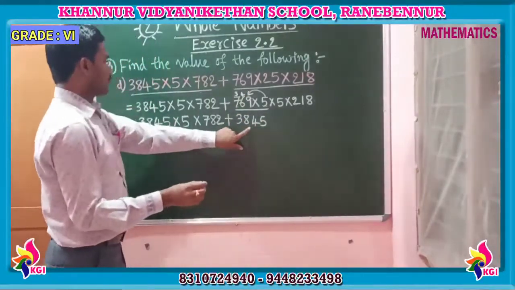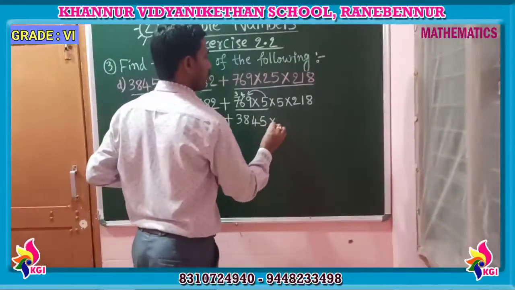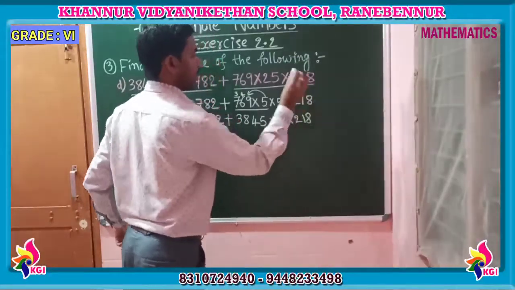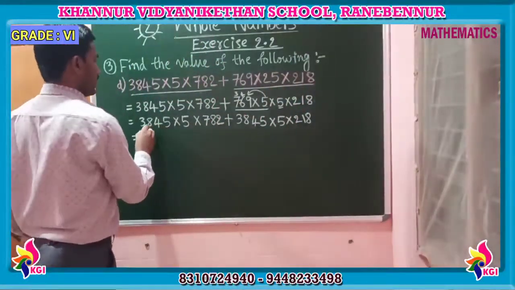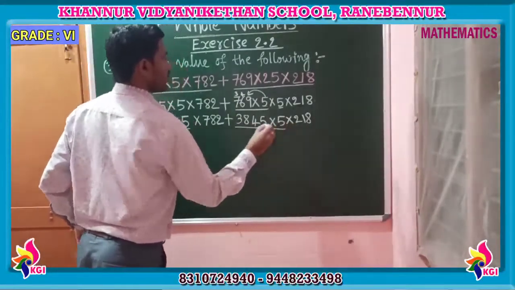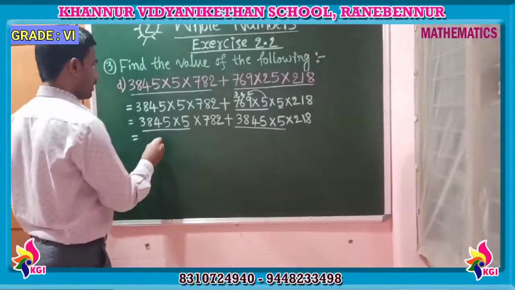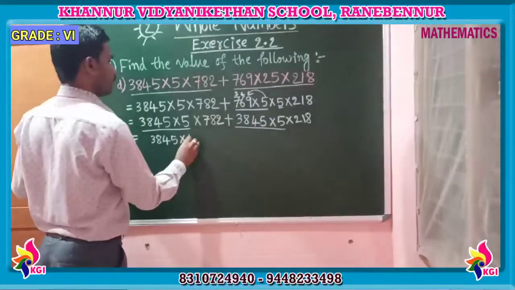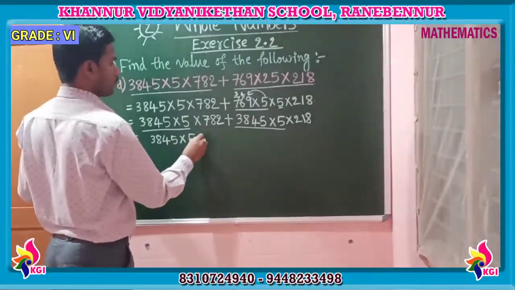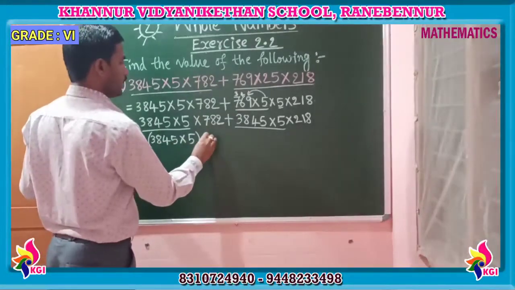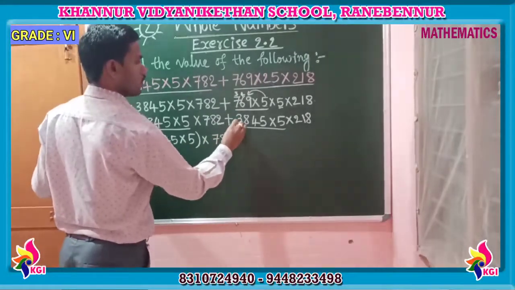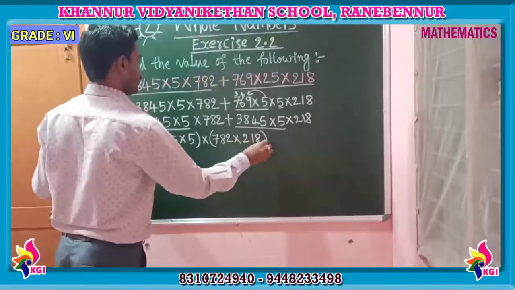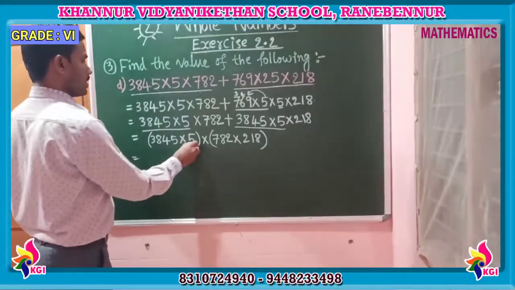So what we will get? We will get this same number. Then 5, keep it as it is, because this is 5 into 218. In the next third step, this is common. Have you observed this? This is common. That's why I will write 3,845 into 5, this is common, into 782 here, into 218.